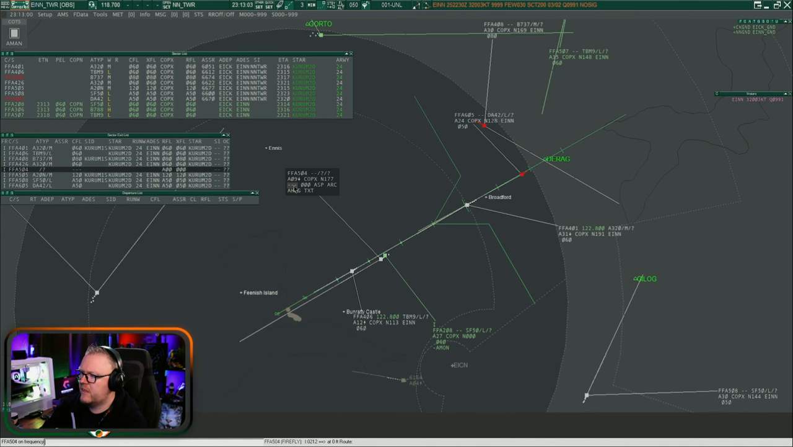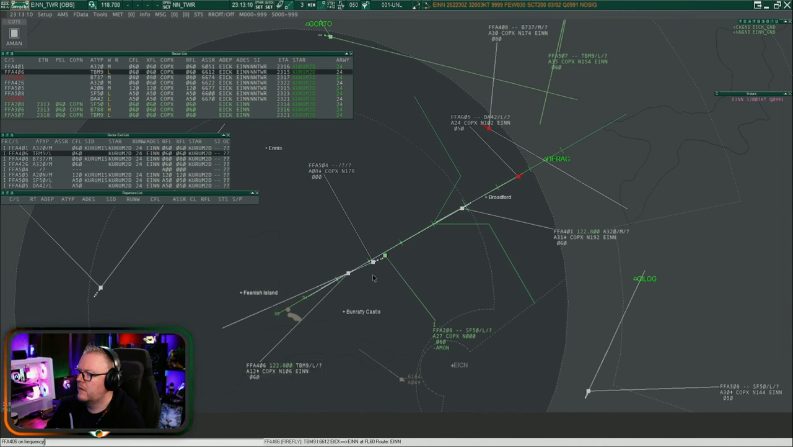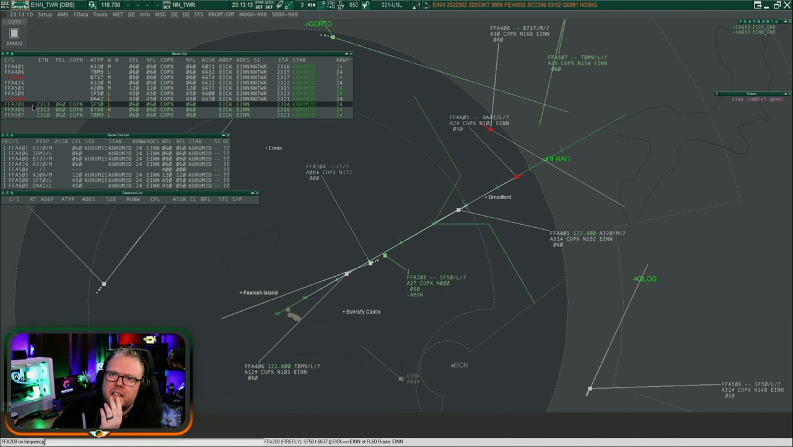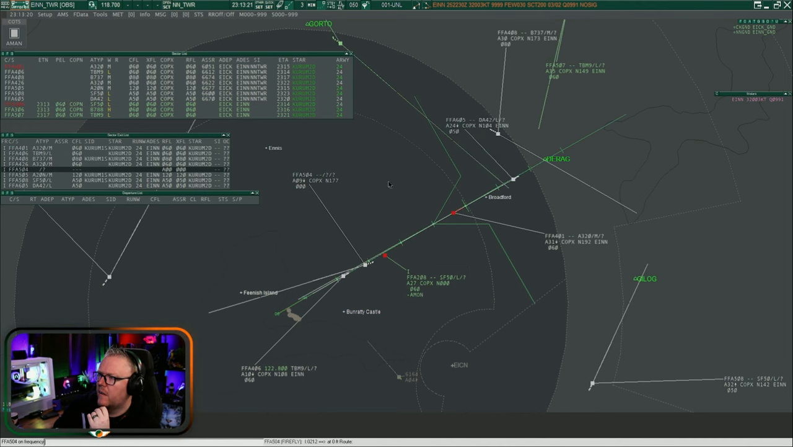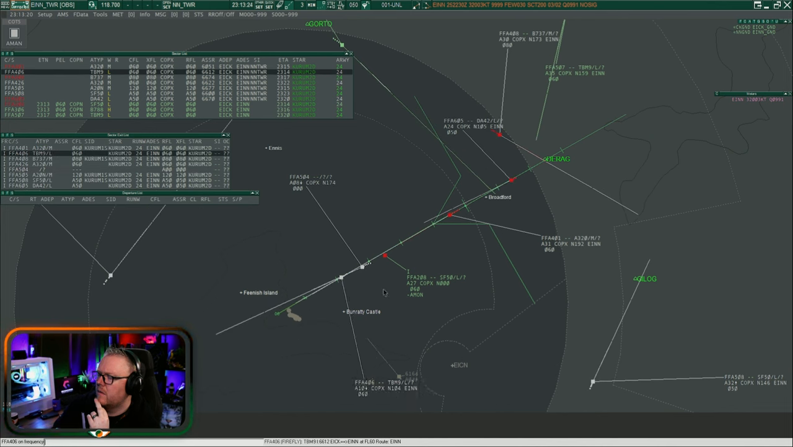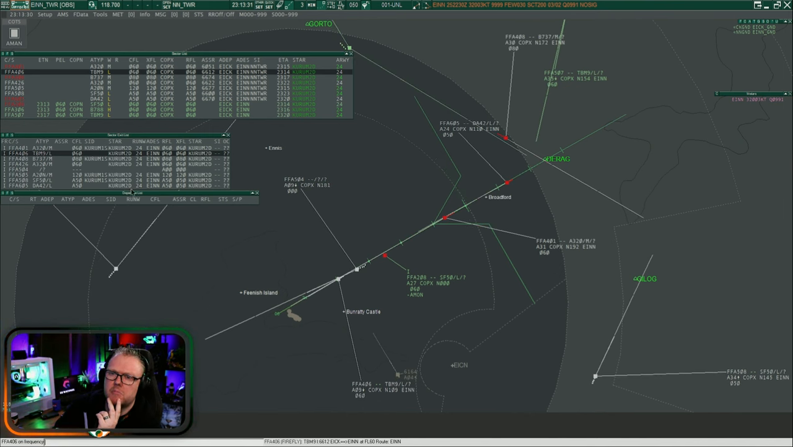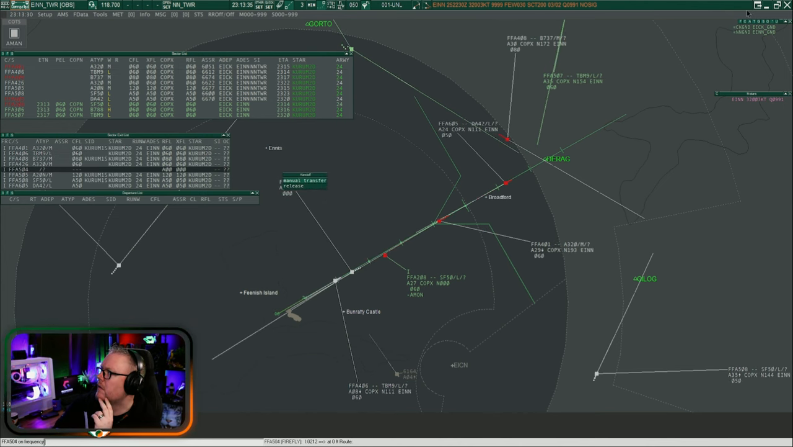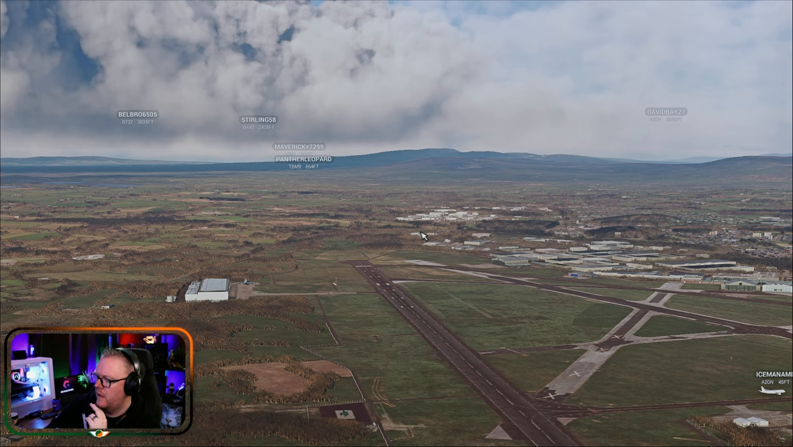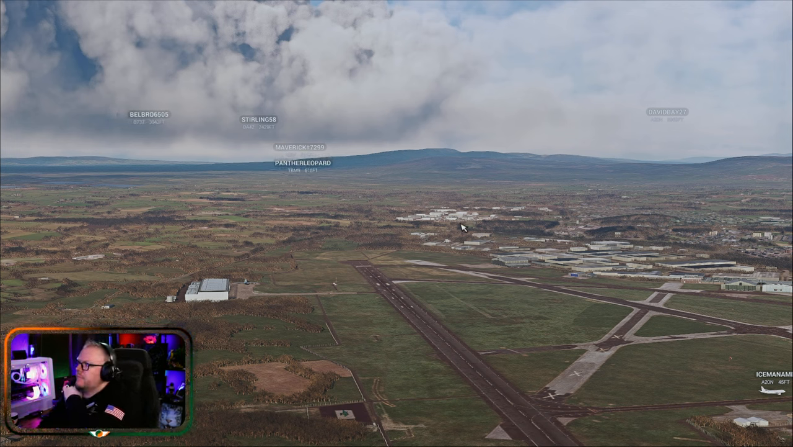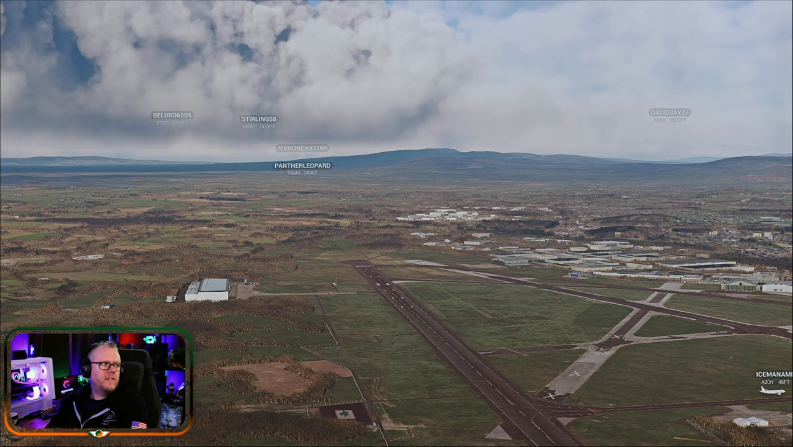Firefly 504, Shannon Tower. How do I disappear the guys that I don't have? Isn't there a way to do that? 208. What's the story with 504, lads? Firefly 504, Shannon Tower. You need to listen to your calls, lads. 504, who be that?